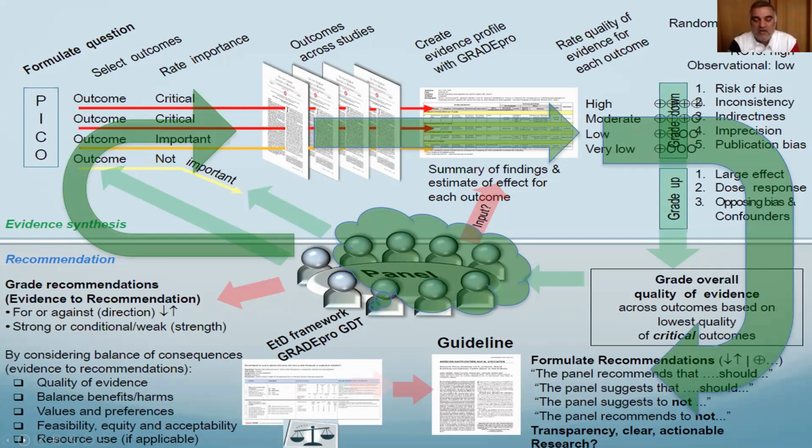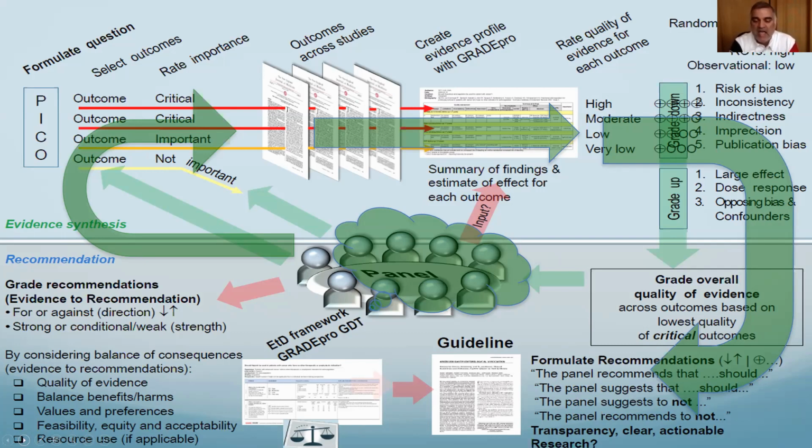Moving down into the bottom half of this graphic is where the evidence now gets translated into recommendations. So what the panel ultimately wants to do is give a recommendation that's either strong or weak, or conditional if you want to use that, either for the interventions of interest or against the interventions of interest. And that's an intuitive way for clinicians to think.